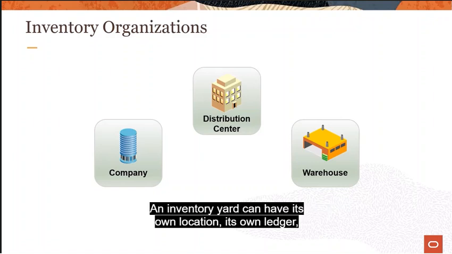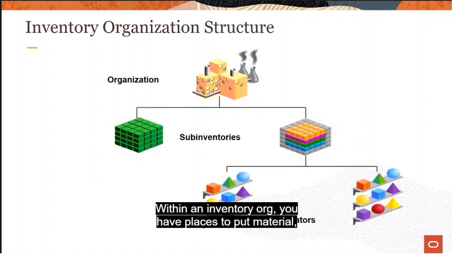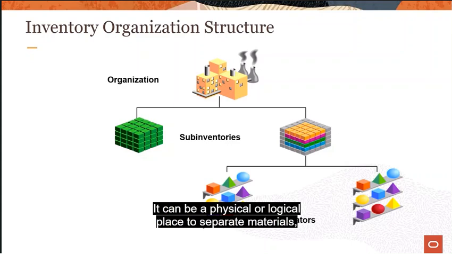An inventory org can have its own location, its own ledger, its own costing method, calendar, and items, or it can share that information across multiple orgs. So the system's really flexible. Within an inventory org, you have places to put material, generally called sub-inventories. It can be a physical or logical place to separate materials, such as raw materials, finished goods, defective materials.